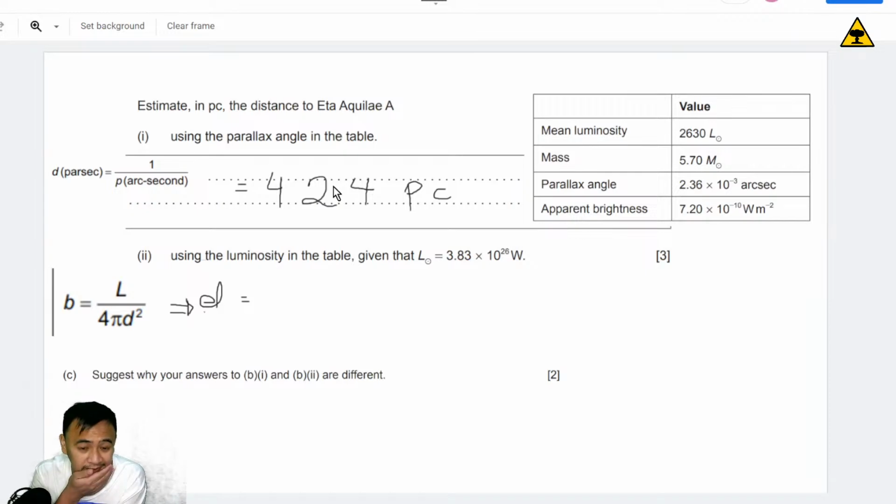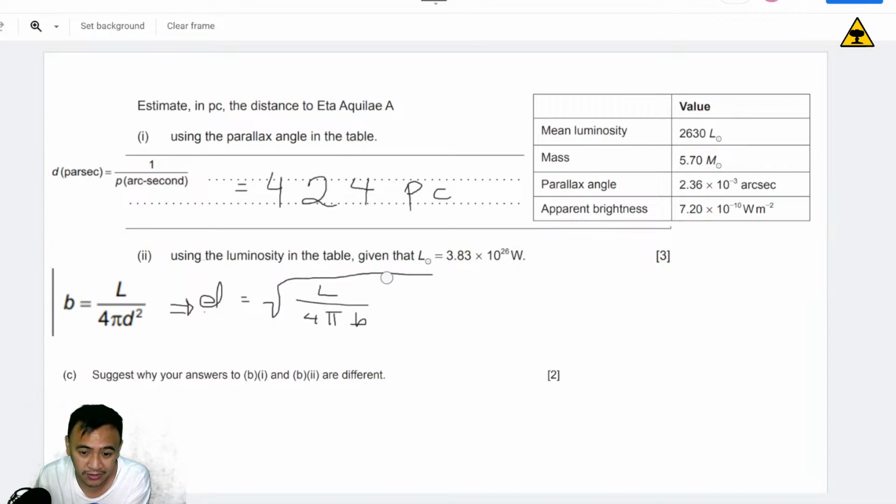So the idea here is, once you find your distance, you'll get a certain number, right? And you have to convert that distance into parsecs. There's a conversion factor in the data booklet. Okay. So what do we do here? We get the square root of L over 4 pi B, right? So that's all you need to plug in.